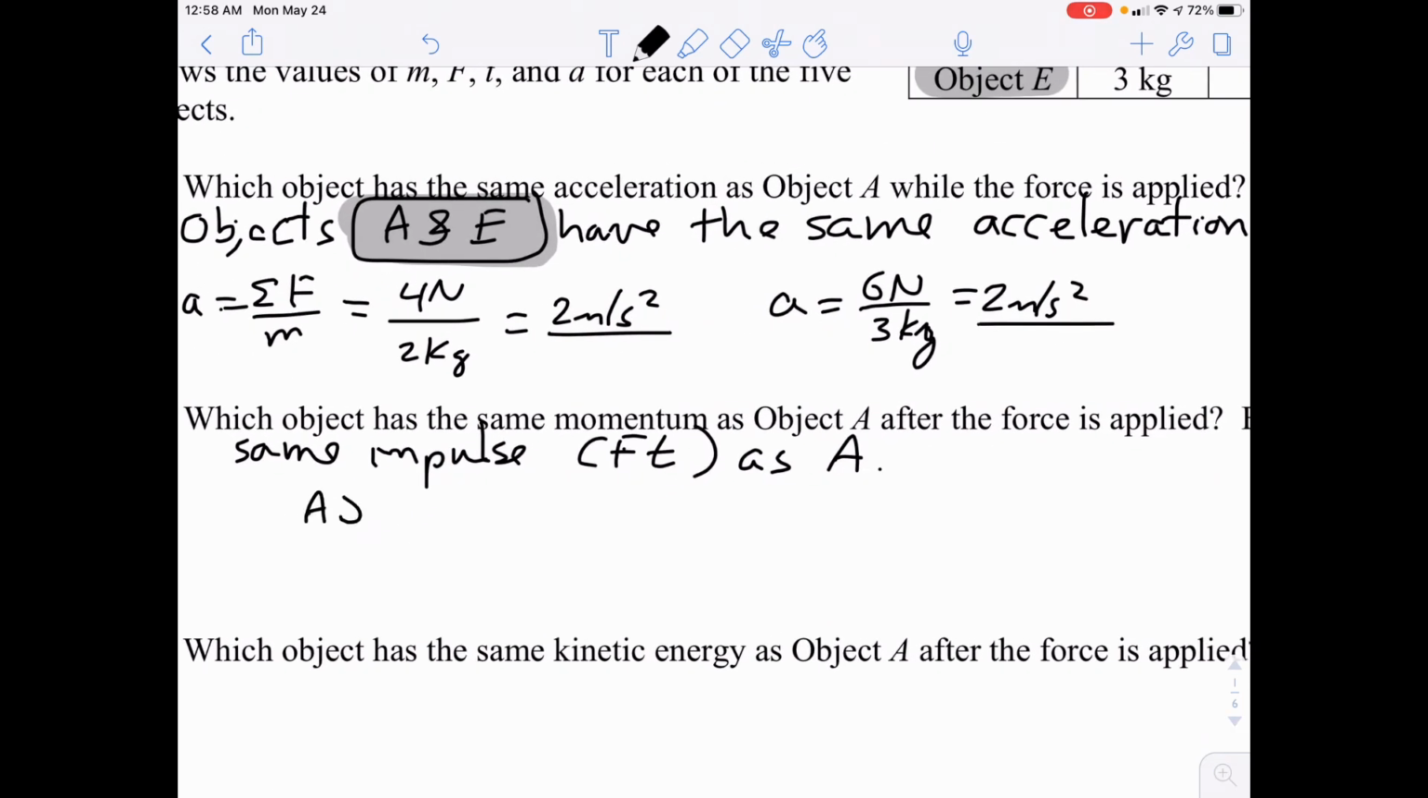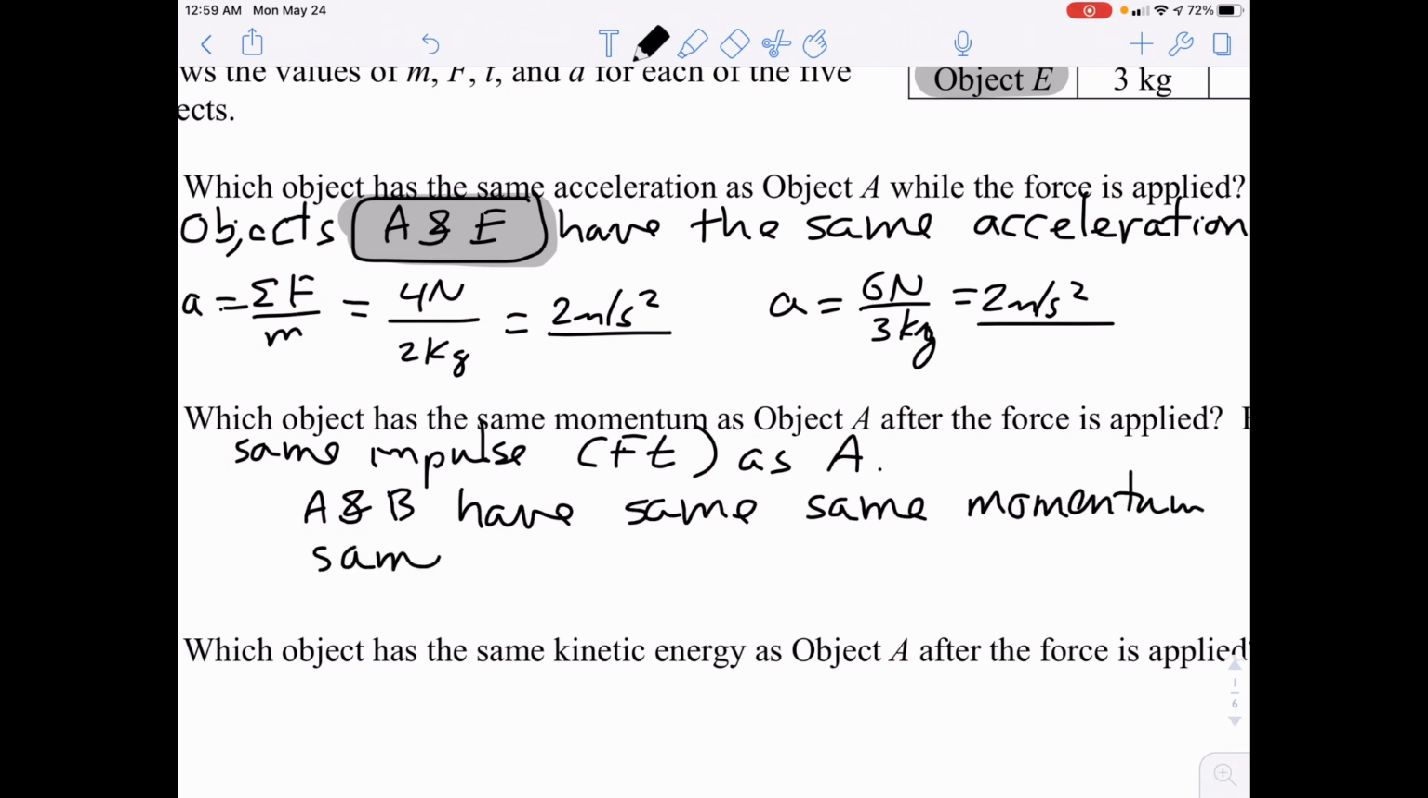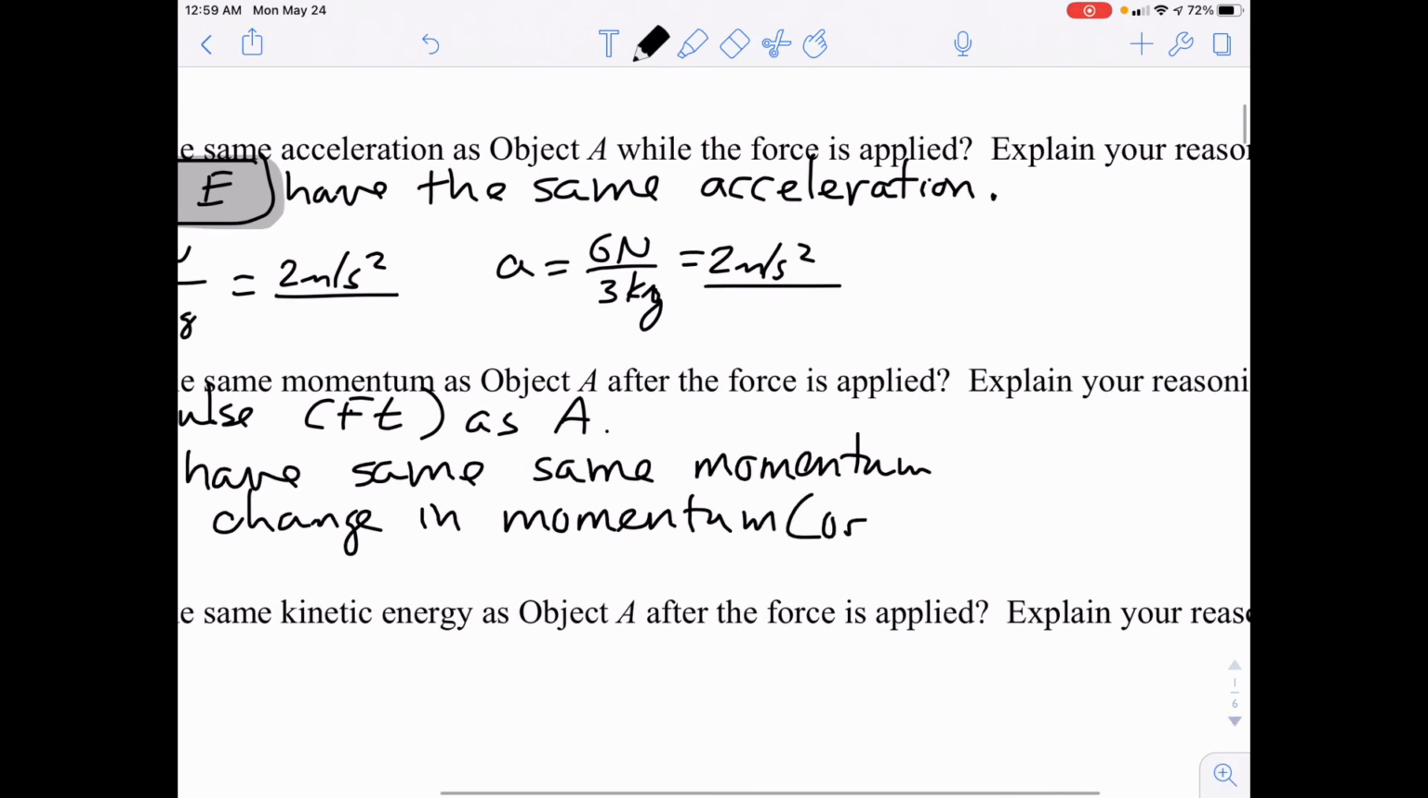So object A and B have the same momentum because they have the same change in momentum, or impulse.